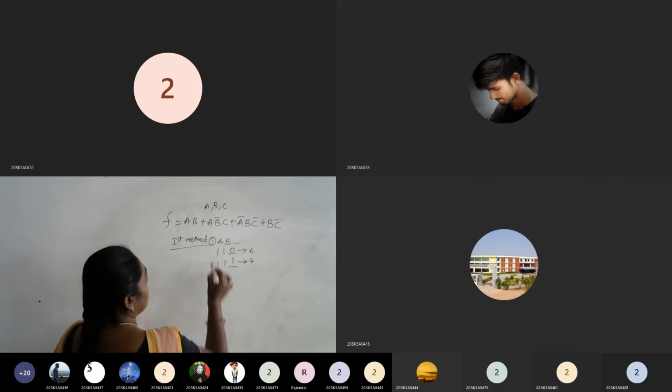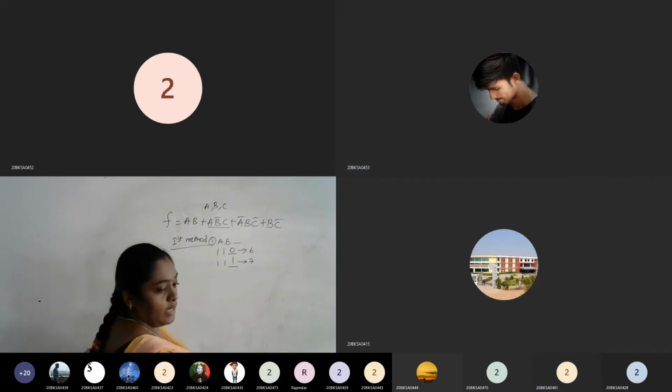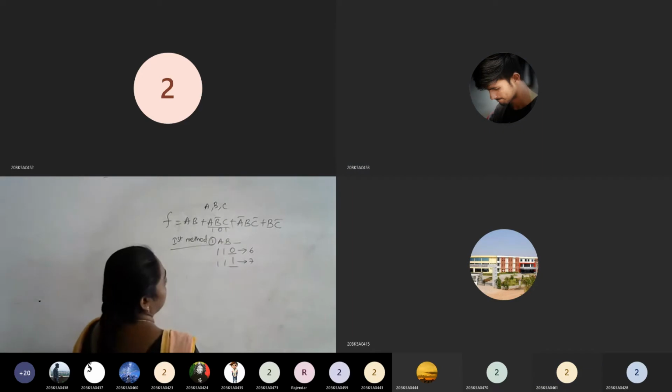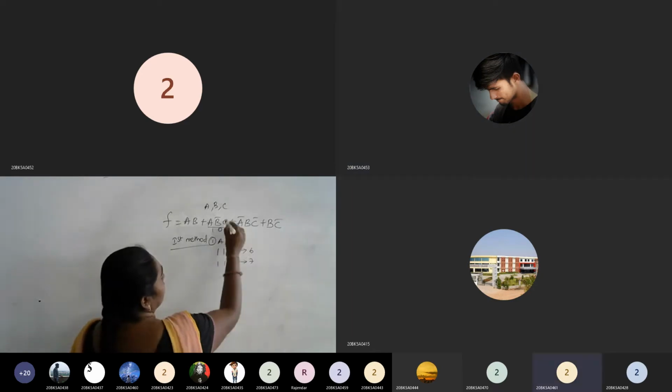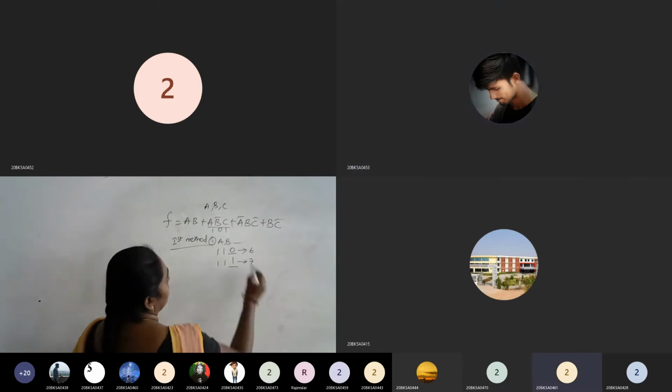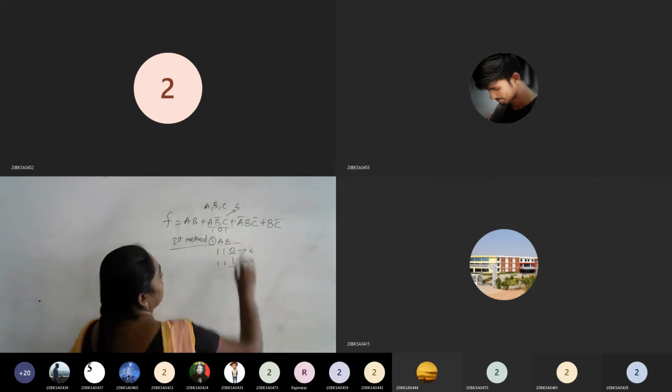In the second term, is there any variable missing? No. So this is 1, 0, 1. Yes or no? Yes, ma'am. 1 0 1 is equivalent to what? 5. So this term is 5.